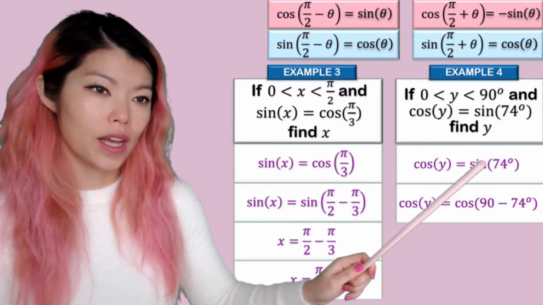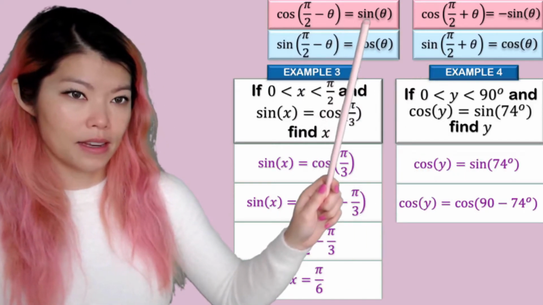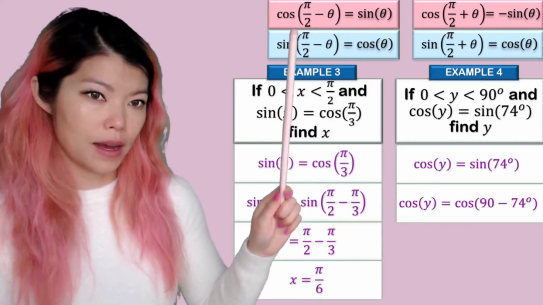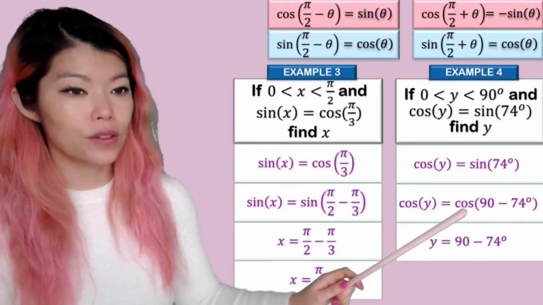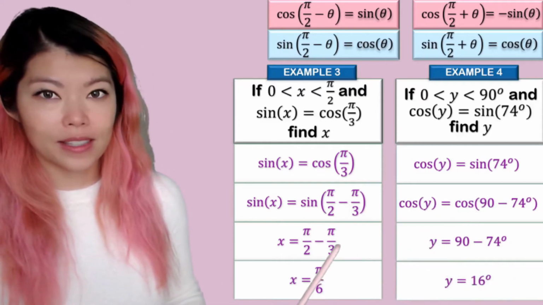So you always look at which quadrant we are in, and then you can use one of the equations there. So now that we have cos on both sides, y is equal to 90 minus 74, which is 16 degrees.